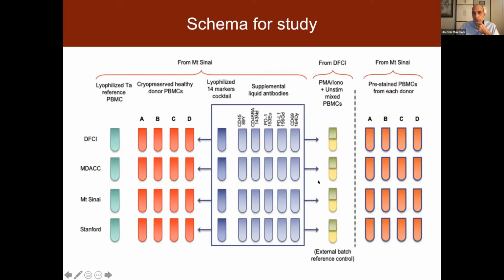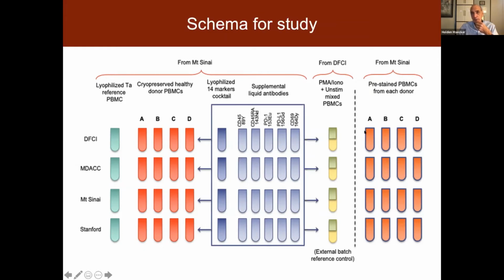And then we also had an additional control, which was created by the Dana-Farber, which is a mixture of stimulated and unstimulated PBMCs that were cryopreserved in liquid nitrogen. So the lyophilized control cells have advantages of stability and easy shipping and so on. And they can be used as a spike-in because they're pre-labeled with a heavy metal. These controls over here have the advantage of staining a little bit better with some of the markers because they're not lyophilized, they're actually live cells.